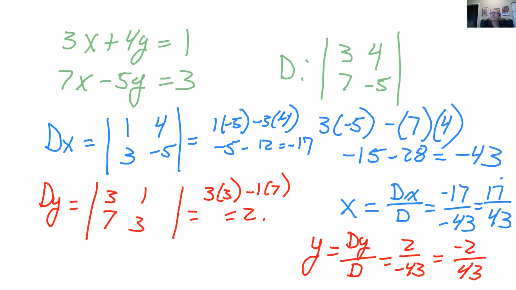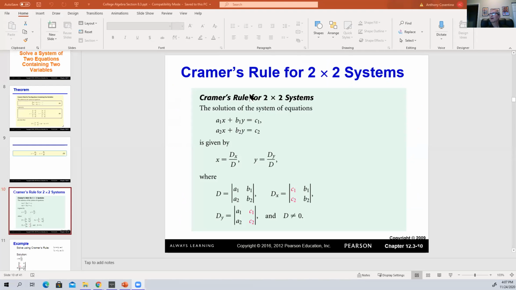So just to reiterate, here is Cramer's rule from the slide. And so this is slide 10, and I believe this came right out of the book. So that's where the D is the coefficient matrix. The dx is the matrix where you replace the x column with the answers. And the dy is that you replace the y column with the answers.